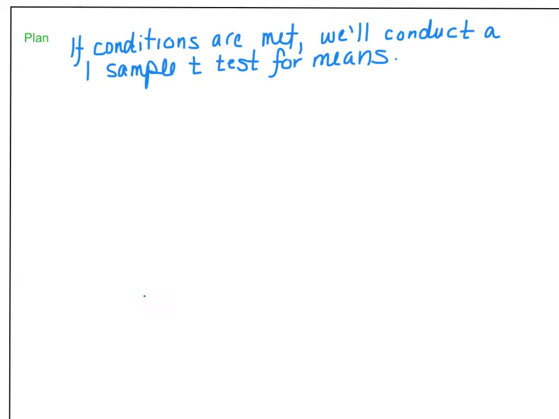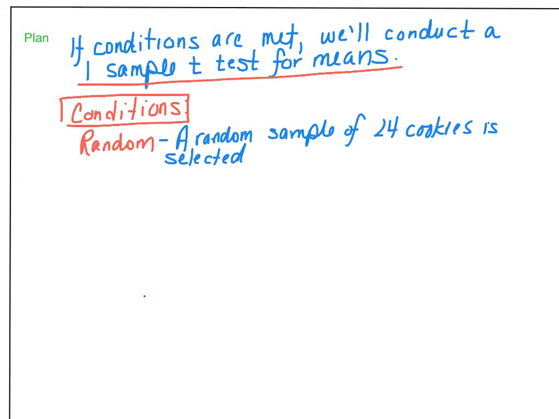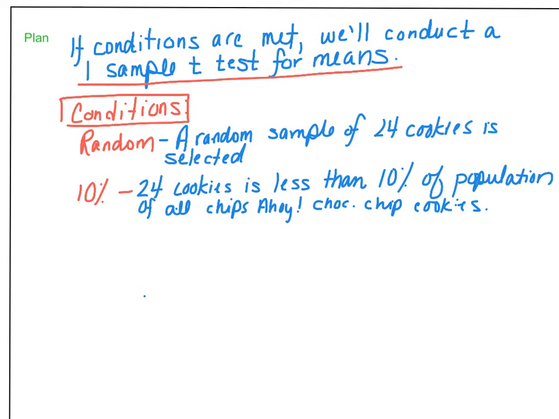Now, in our plan, don't forget to name your test. So if conditions are met, we'll conduct a one sample t-test for means. So let's state our conditions. First of all, it must be random. A random sample of 24 cookies is selected. Next, I need to address the 10% condition. 24 cookies is less than 10% of the population of all Chips Ahoy chocolate chip cookies.